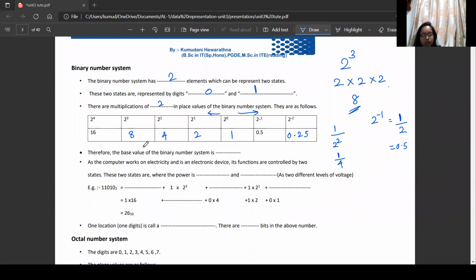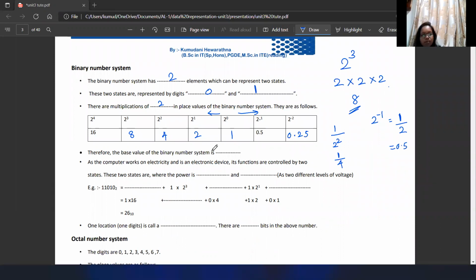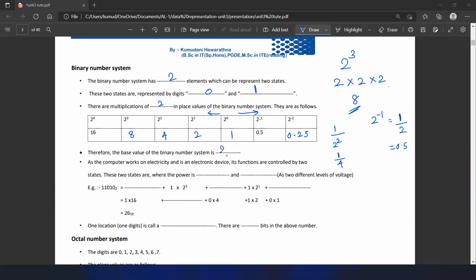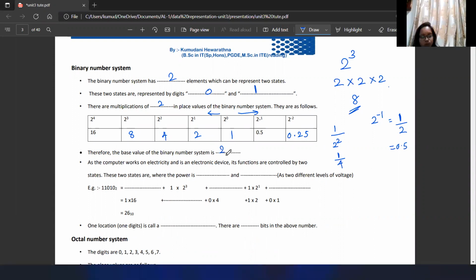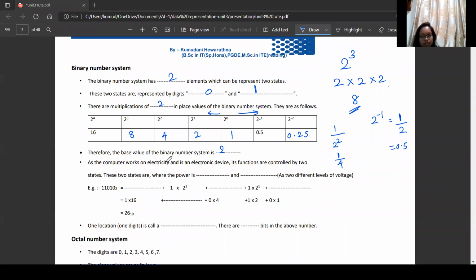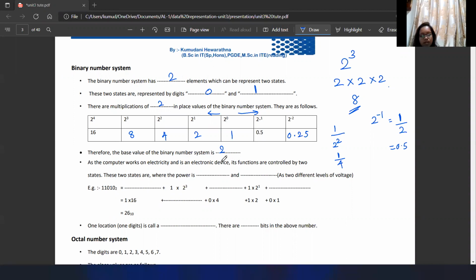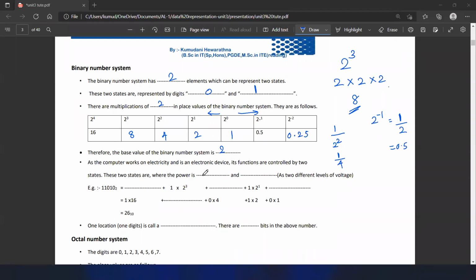Therefore, the base value of the binary number system is what? 2. Base is 2. As it's having 2 elements, the base is 2. Okay. As the computer works on electricity and is an electronic device, its functions are controlled by 2 states. These 2 states are where the power is on and off.